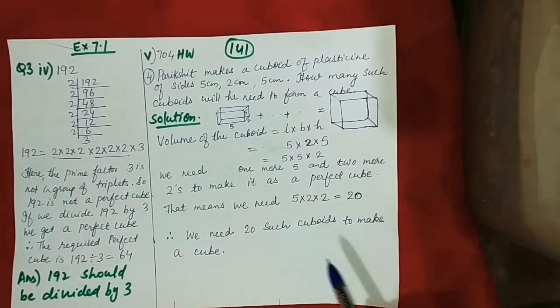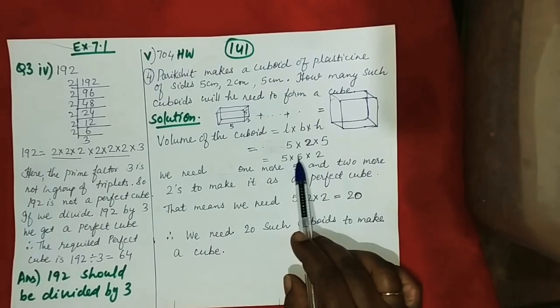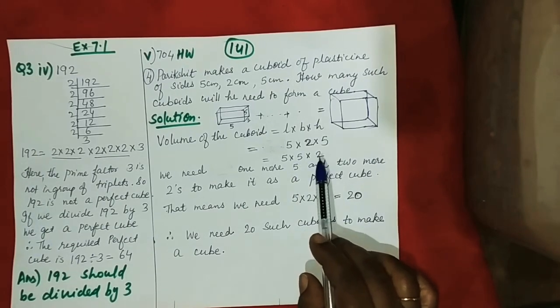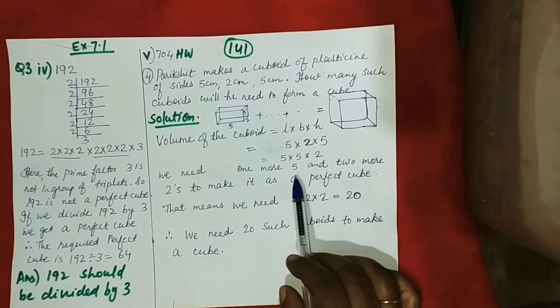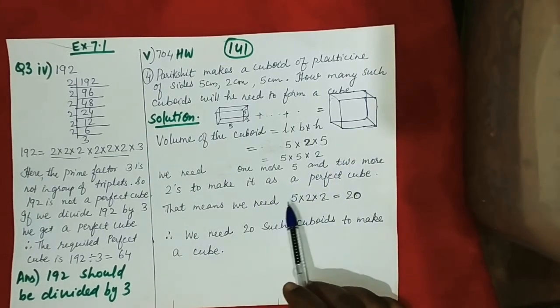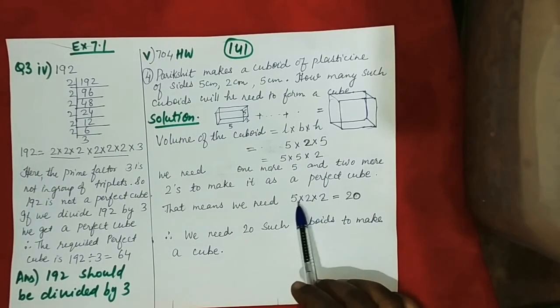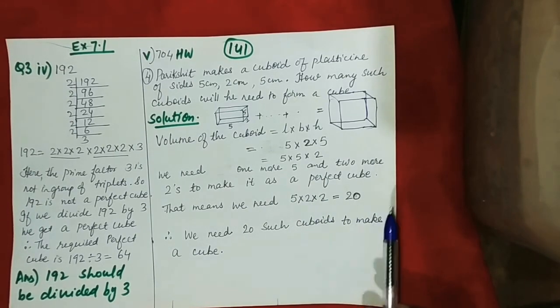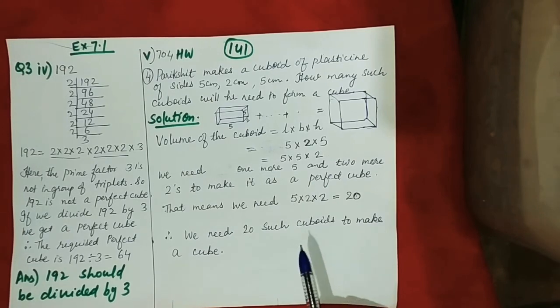Then we will get a cube number. Only two 5s are there and only one 2 is there. We need one more 5 and 2 more 2s to make it a perfect cube. That means we need 5 into 2 into 2. 5 into 2 into 2 is what? 5 into 4, 20. That means we need 20 such cuboids to form a cube.